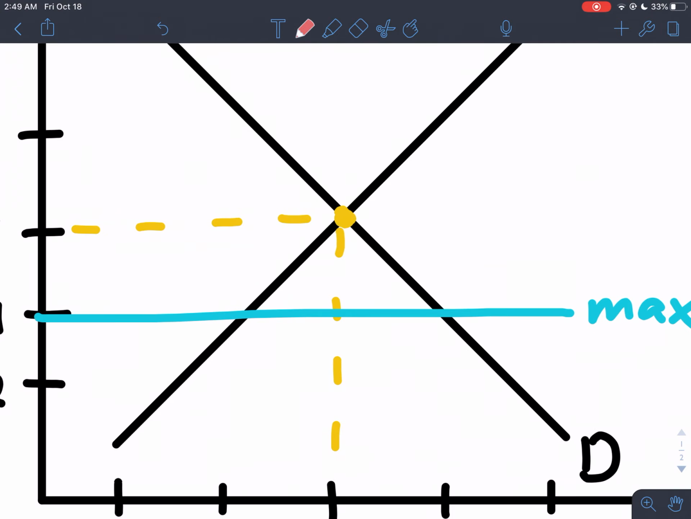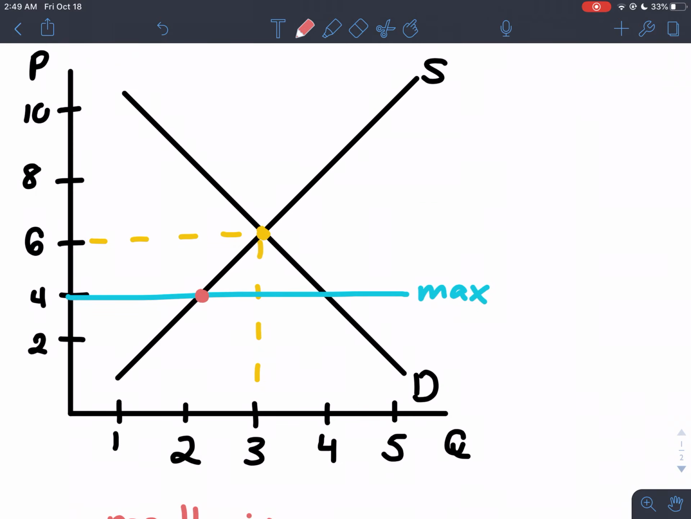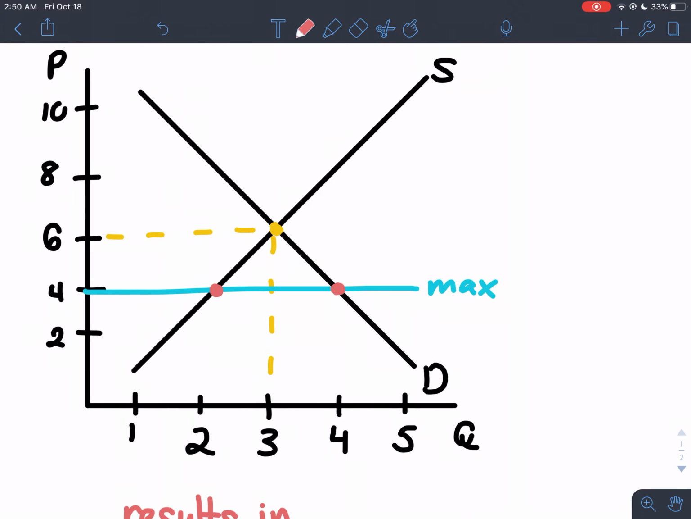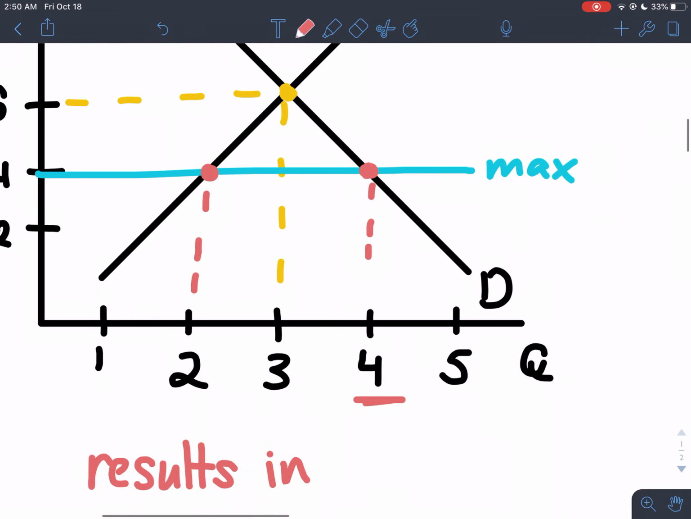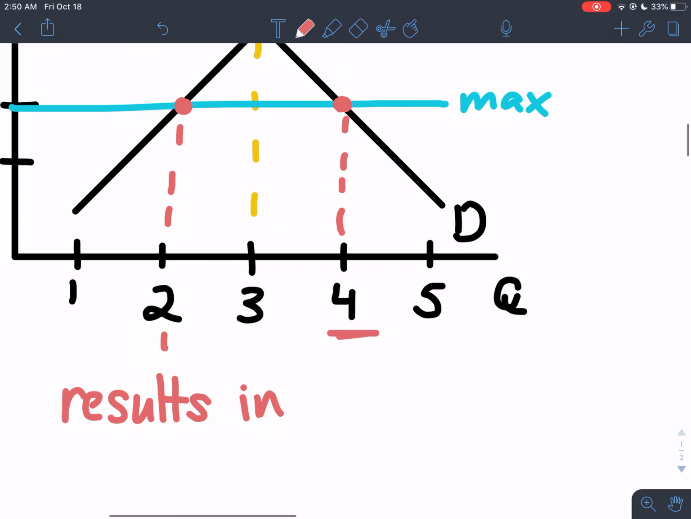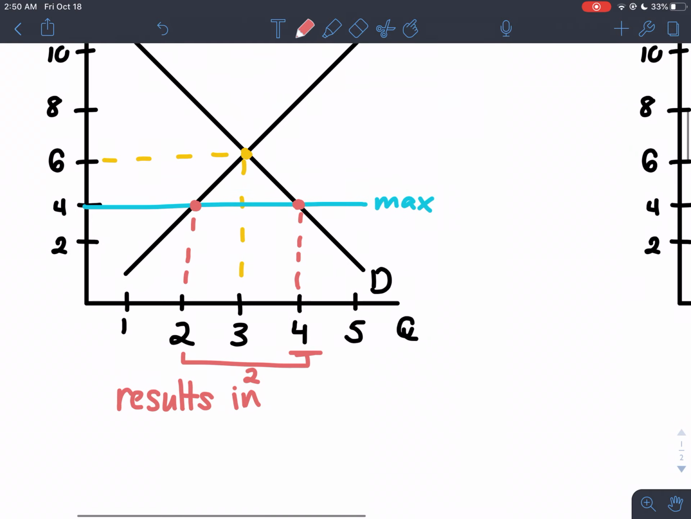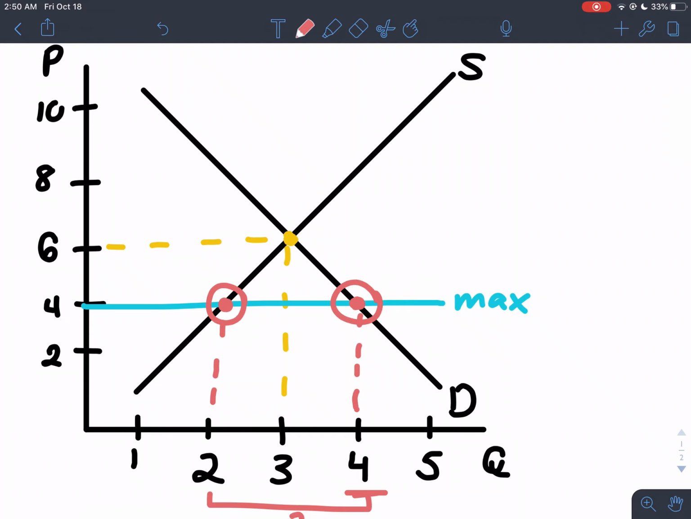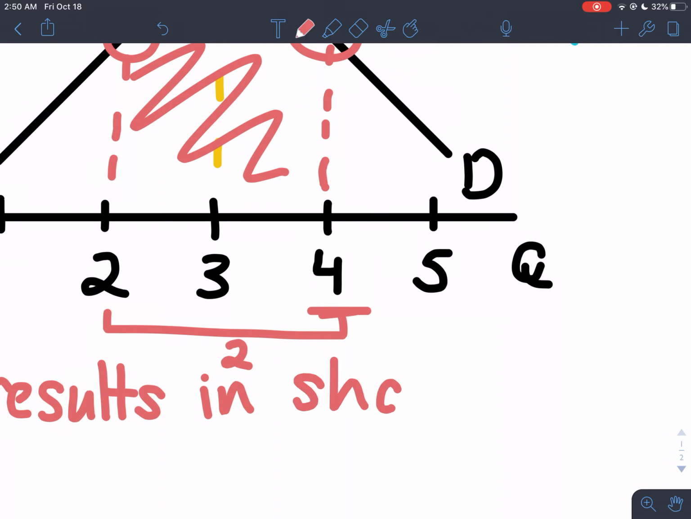So producers are supplying 2 sweatshirts at $4, but the demand for sweatshirts at $4 is at 4. So if you just kind of dash down and you do some very simple math, 2 minus 4 is 2. So we're looking at this, it's like, wait a minute, if the demand is more than the supplied, that means that all of this results in a shortage.